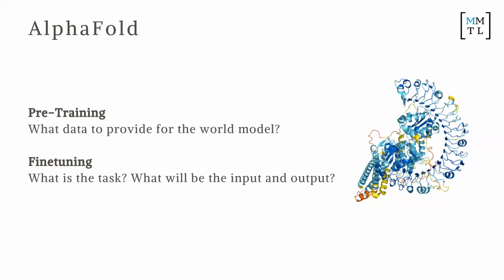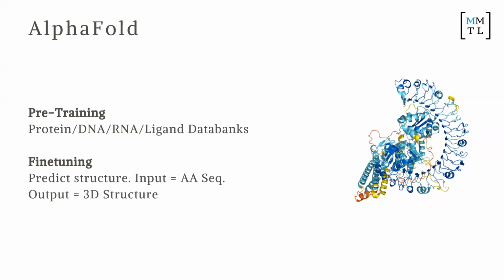So, has anyone ever heard of AlphaFold? AlphaFold is a model that's been released by Google. They just recently released, I think a few weeks ago, AlphaFold 3, which is a very powerful model. You train it on protein, DNA, RNA, and ligand databanks. So this is the world that AlphaFold inherits. It learns all the different relations between these biological components. And the task it does is it predicts the structure: you input an amino acid sequence and it outputs a 3D structure.